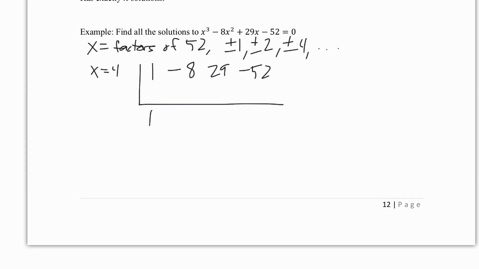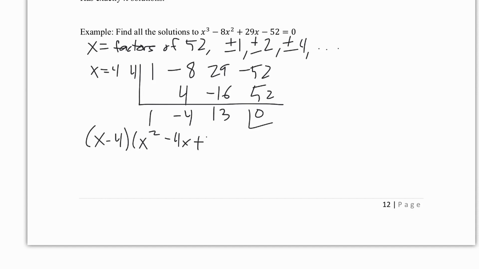So we're going to try our 4 here. 1 times 4 is 4. That gives you -4, -16, 13, 52, and 0. Fantastic. So I've got x minus 4, x squared minus 4x plus 13. So right away I've got one of my solutions. One of the solutions is x equal to 4.